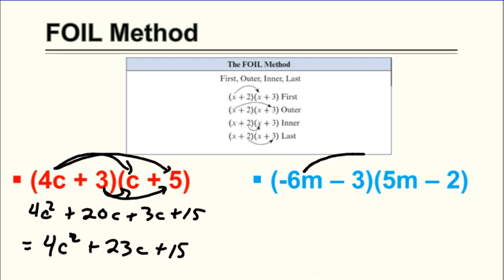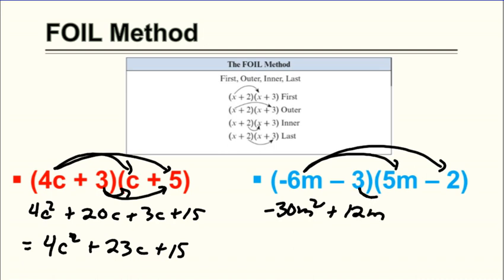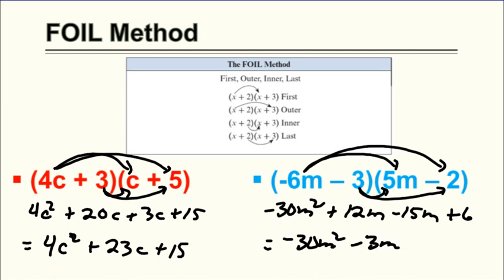Next one, we got negative 6m times 5m is a negative 30m squared. Negative 6m times negative 2 is a positive 12m. Negative 3 times 5m is minus 15m. Negative 3 times negative 2 is a positive 6. So my answer is negative 30m squared minus 3m plus 6.